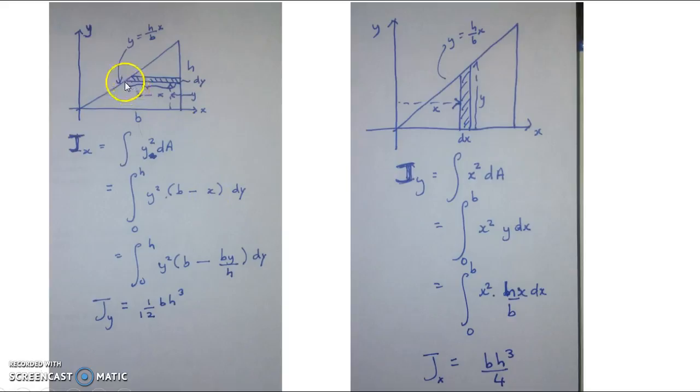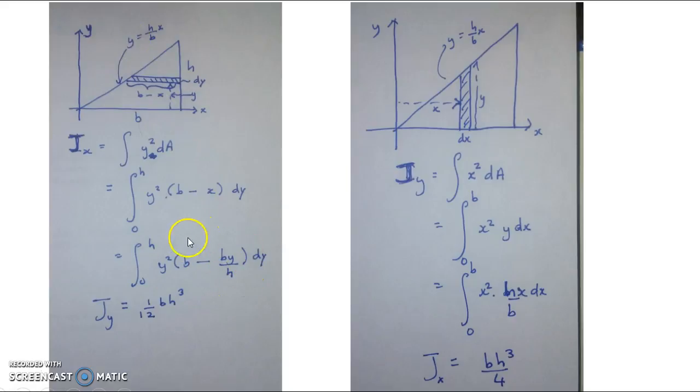Well, remember this point x here is on this line, and this line is given by y equals h over b x. So I can simply reverse this and make x the subject of the formula to get x in terms of y. So I know x will be equal to b times y divided by h, which is what we have here.